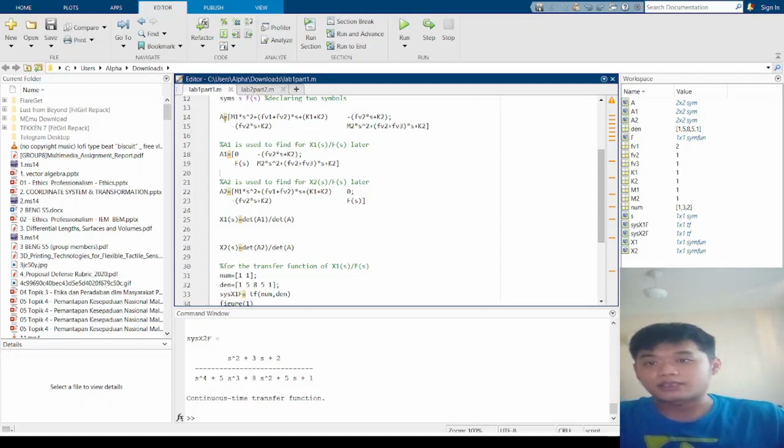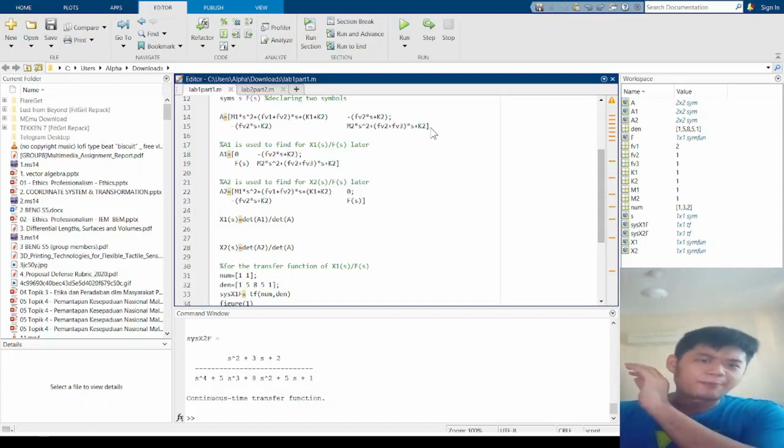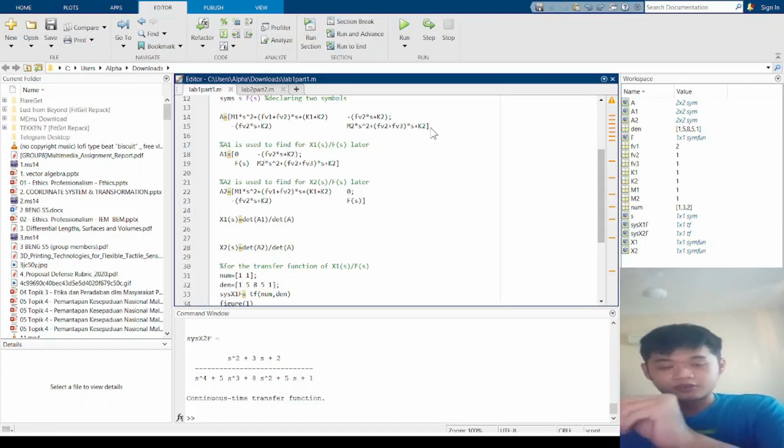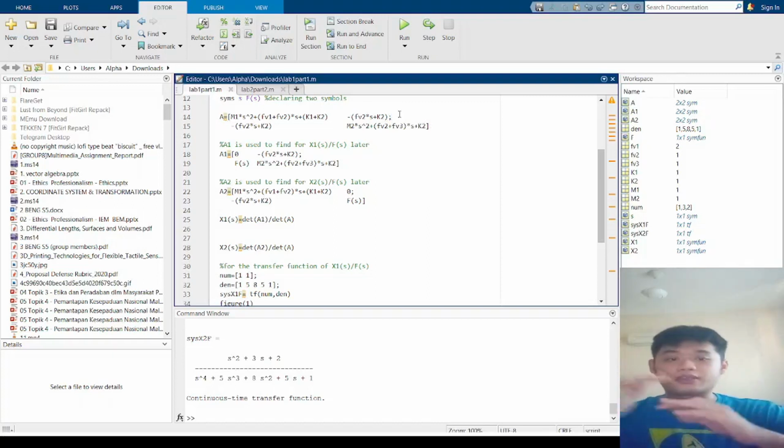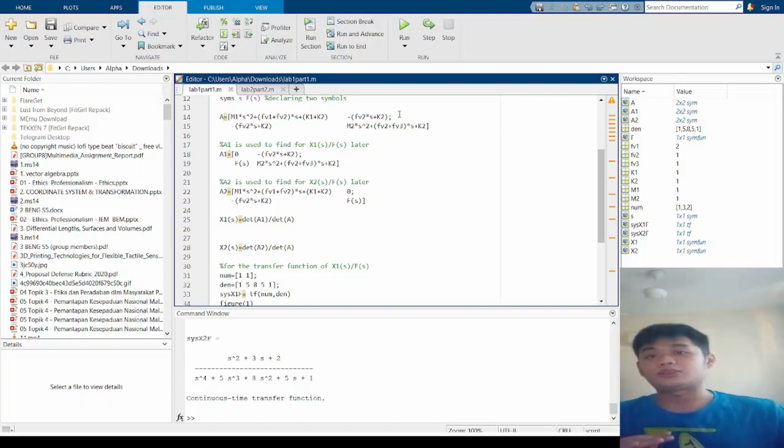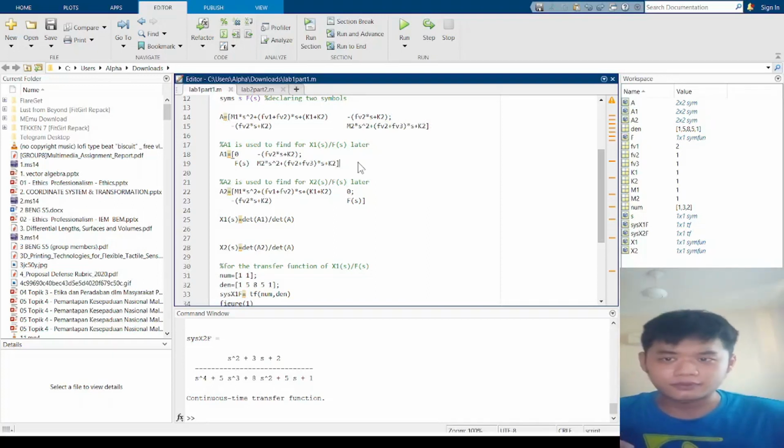So here we can see A is equivalent to m1 s squared plus f1 f2 multiplied with the s, and so on. And here there's a catch, because in the calculation part we can basically just write down the matrix form in the 2 times 2 version. But in this coding part we have to put the semicolon here in order to break it into the 2 times 2 columns.